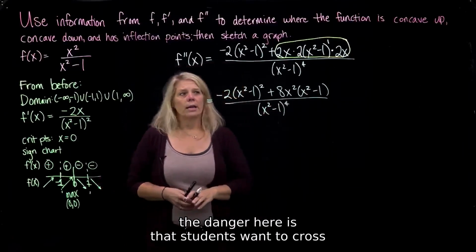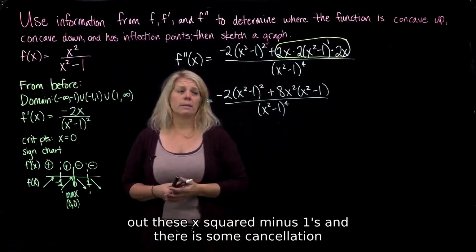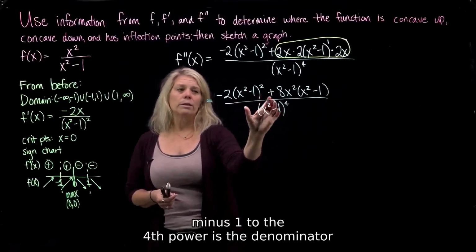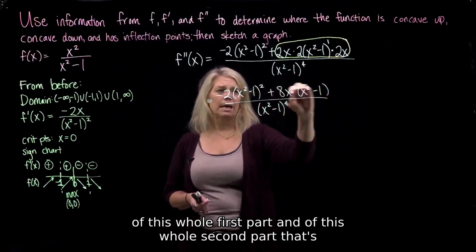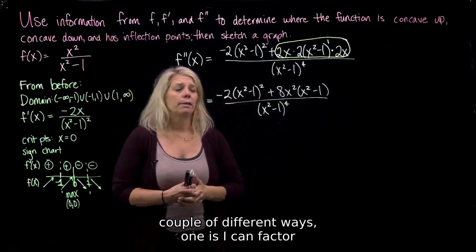All right, the danger here is that students want to cross out these x squared minus 1s, and there is some cancellation that happens, but you have to be careful about that. This x squared minus 1 to the 4th power is the denominator of this whole first part and of this whole second part that's after the plus sign here. So we've talked about simplifying that in a couple of different ways.